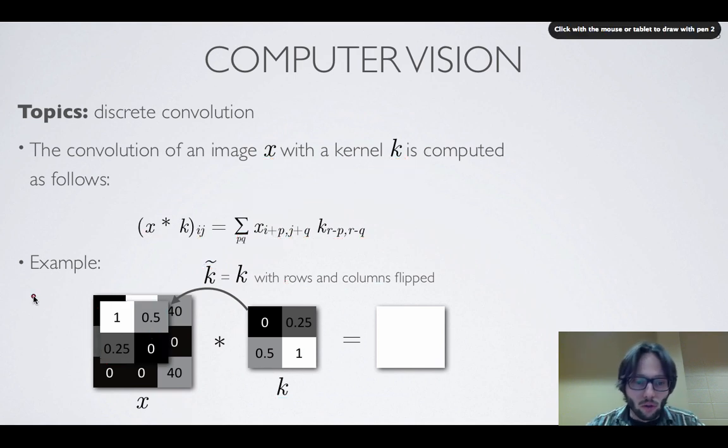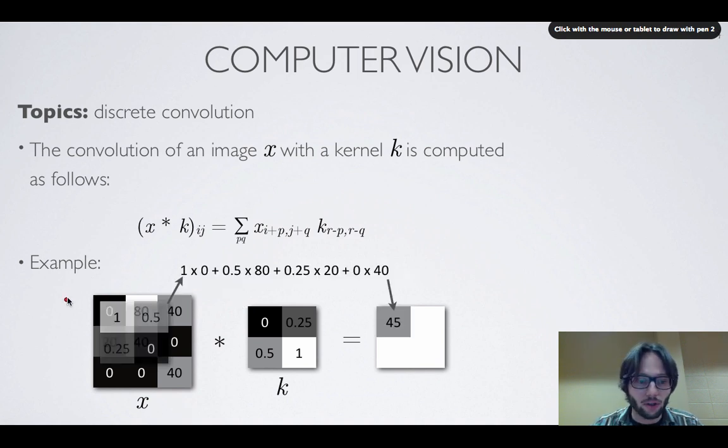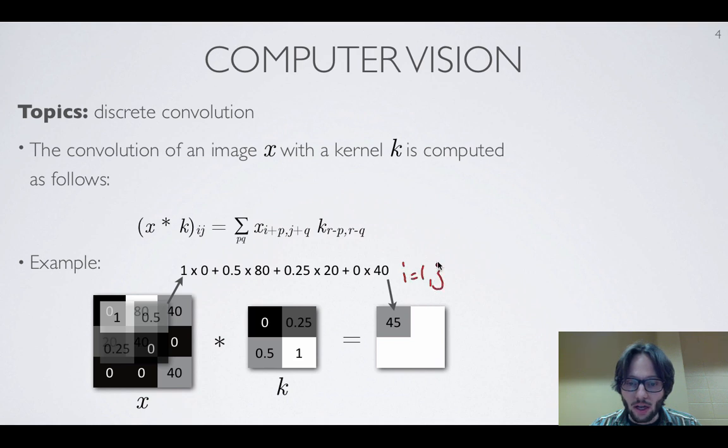Okay, so once we have this k tilde, what we do is that for each position where we can fit that kernel, we do an element-wise multiplication of all elements with the part of the image that is at that given position. So in this example, we're starting at the top left corner. So ij, this would be for the element i equals 1, j equals 1. So we do this element-wise multiplication, and then we sum.